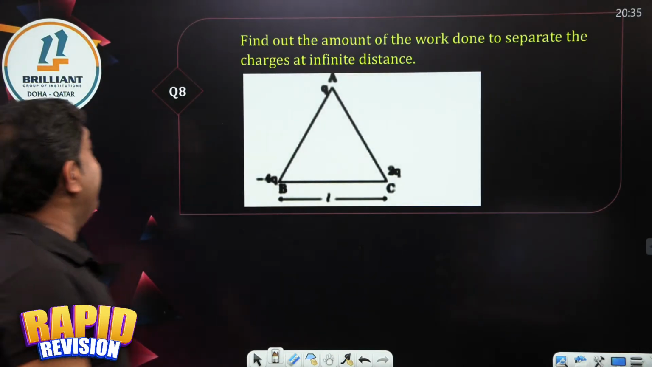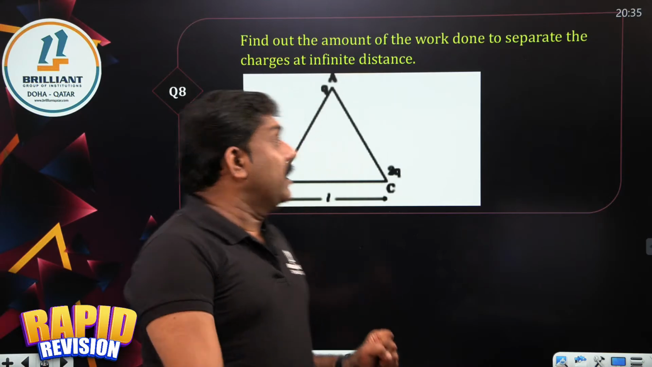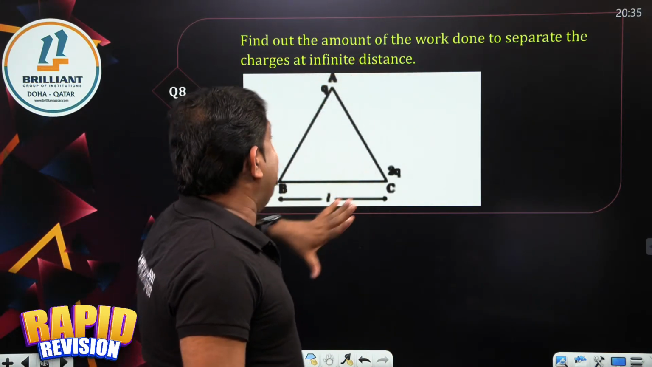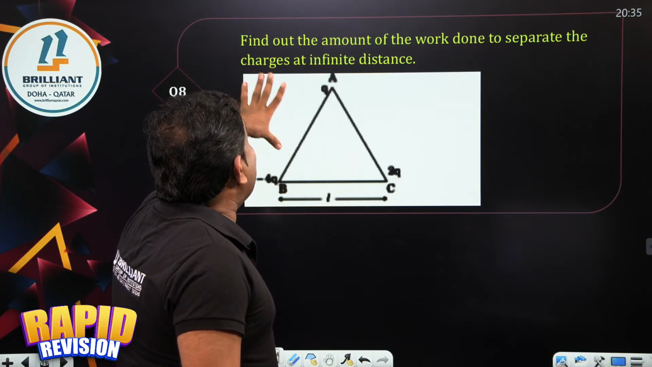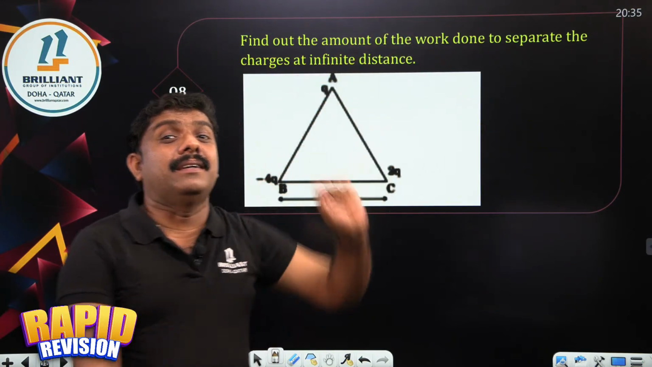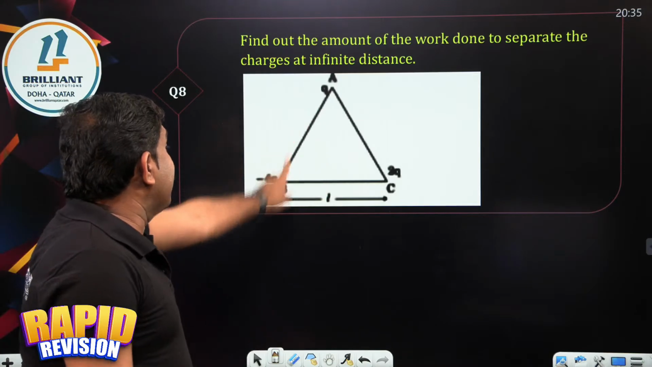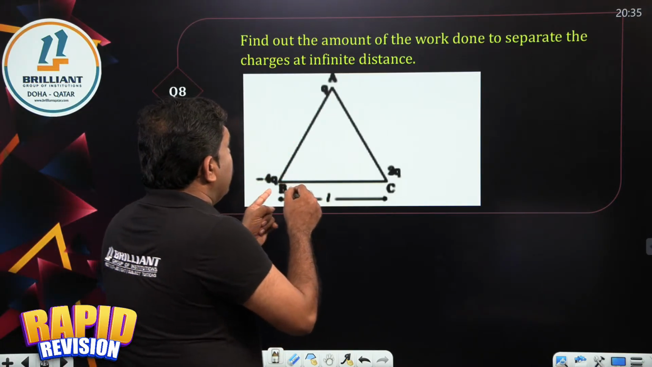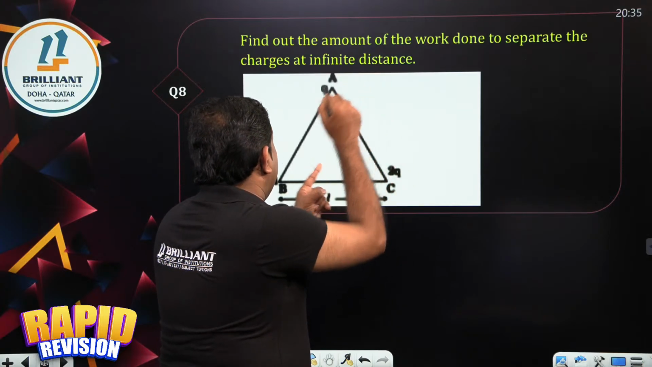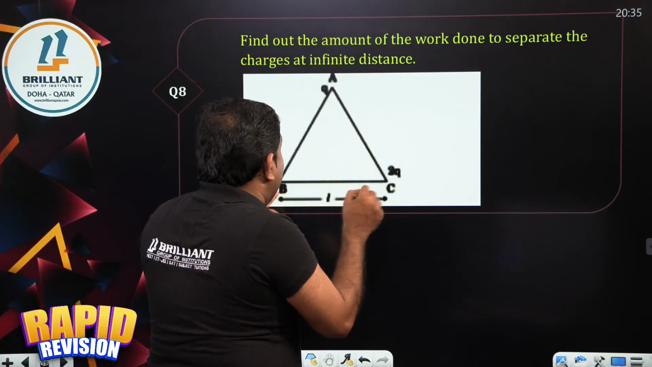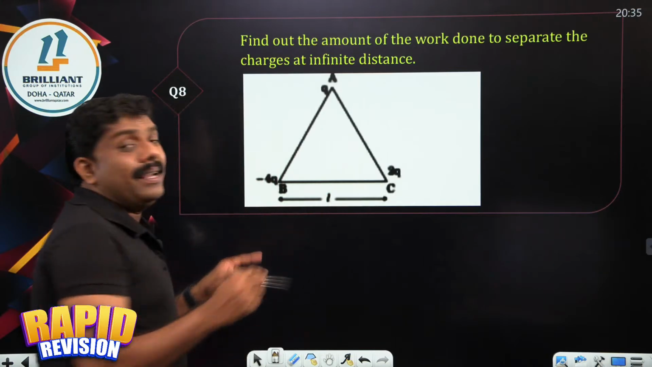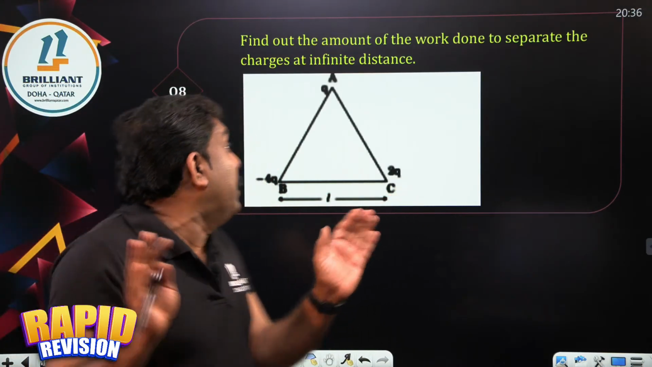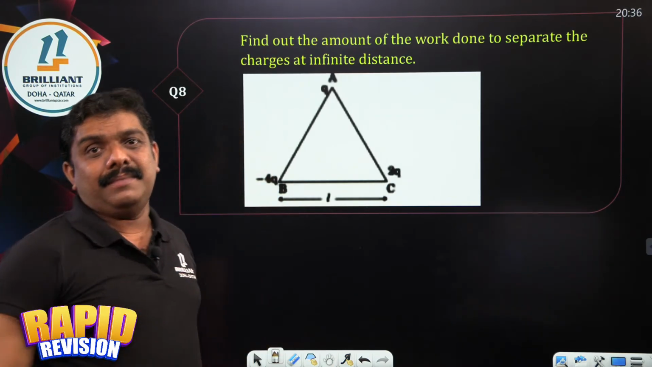Now we are explaining question 8. Please see what question 8 is. Find out the amount of work done to separate the charges to infinite distance. Here the charges are given; I think you can see the question correctly here: minus Q, 2Q and 2Q are given, and the separation is given as L. They are asking, what is the work done to separate them to infinite distance?